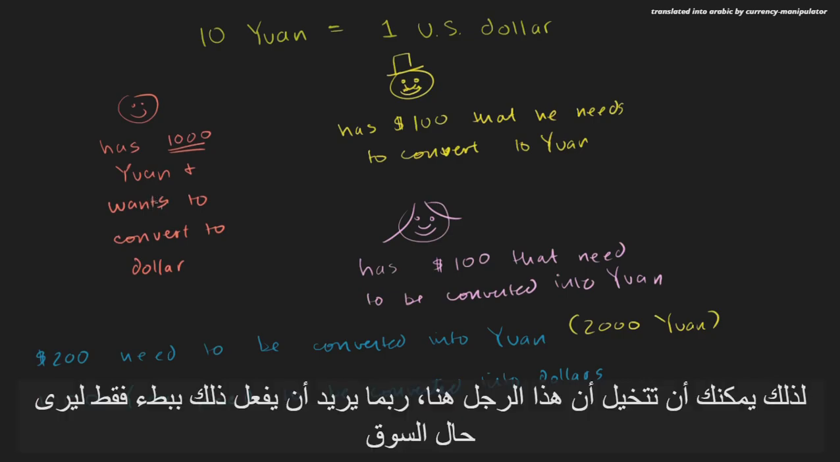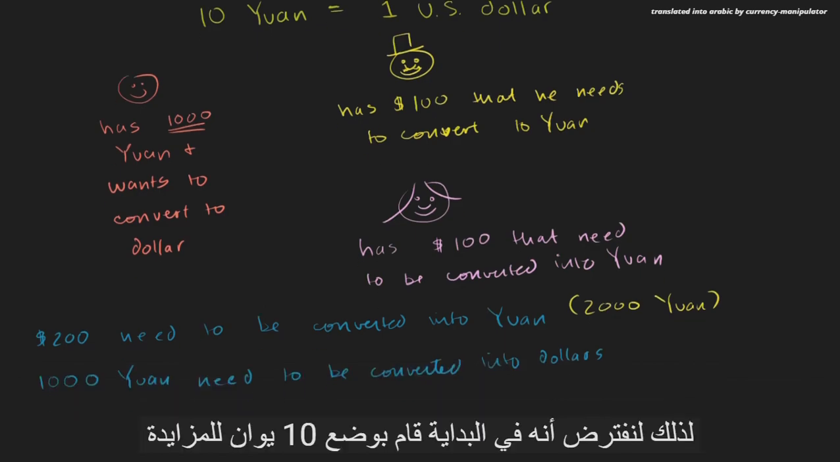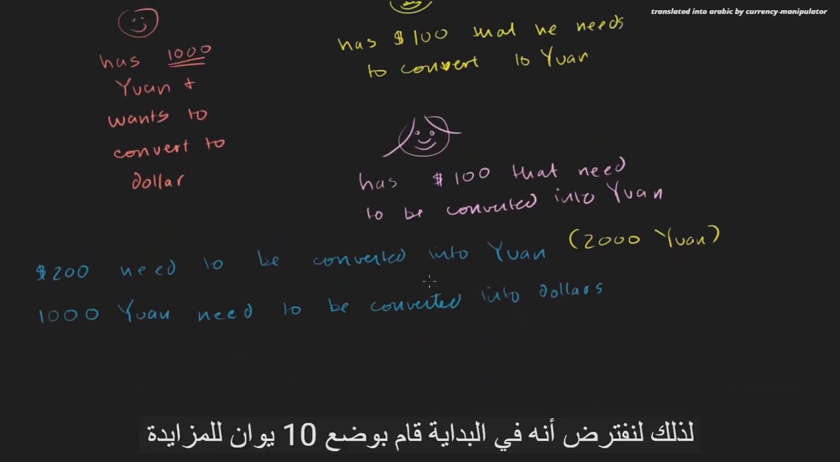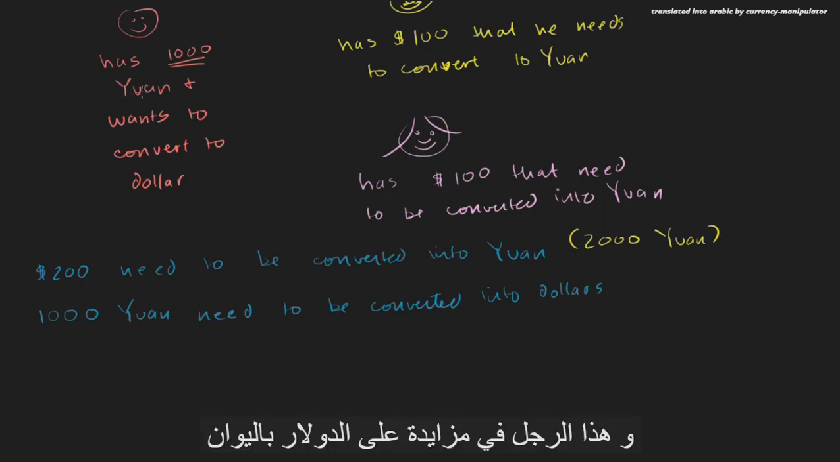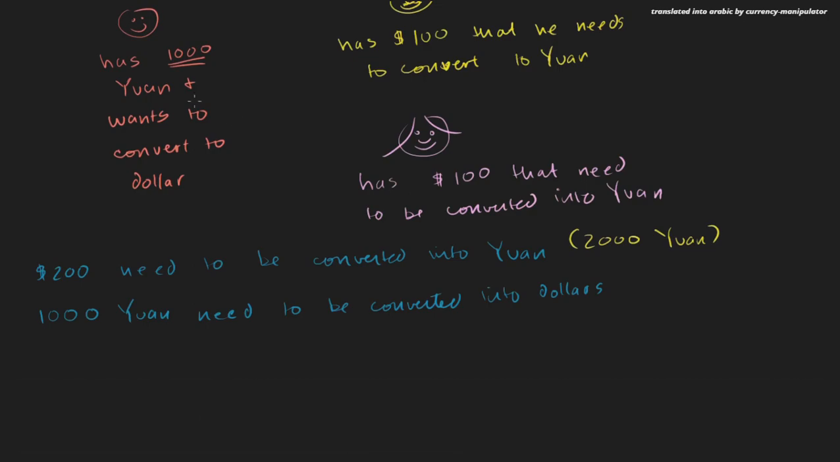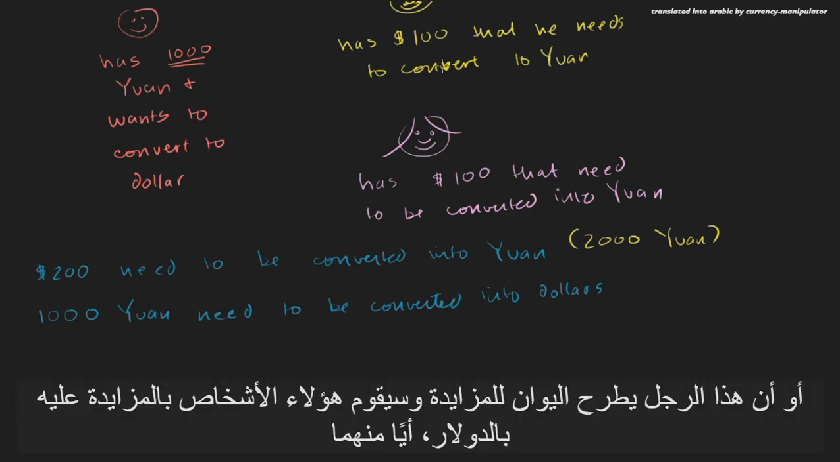So you can imagine this guy over here, maybe he wants to do it slowly just to see what the market is like. So let's say at first he puts 10 yuan up, essentially for bid. You could view it either way. You could say that maybe one of these people put $1 up for bid, and this guy is bidding on that dollar in terms of yuan, or this guy is putting yuan up for bid, and these guys are going to bid on it in terms of dollars.